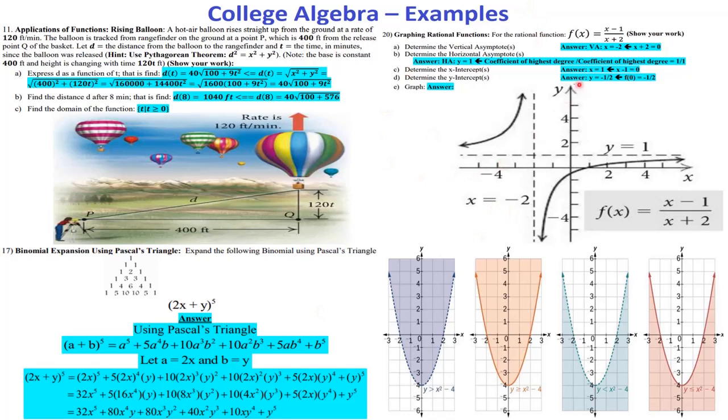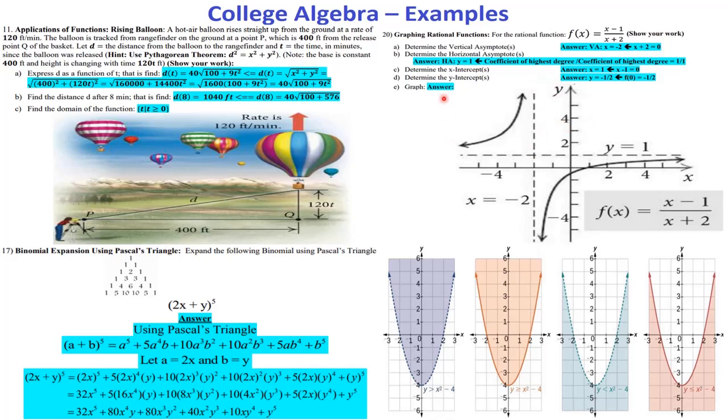Then I have here an example of a rational function, x minus 1 over x plus 2. To graph this, first determine the vertical asymptote. Basically, set the denominator equal to 0. So x equals minus 2 is the vertical asymptote.